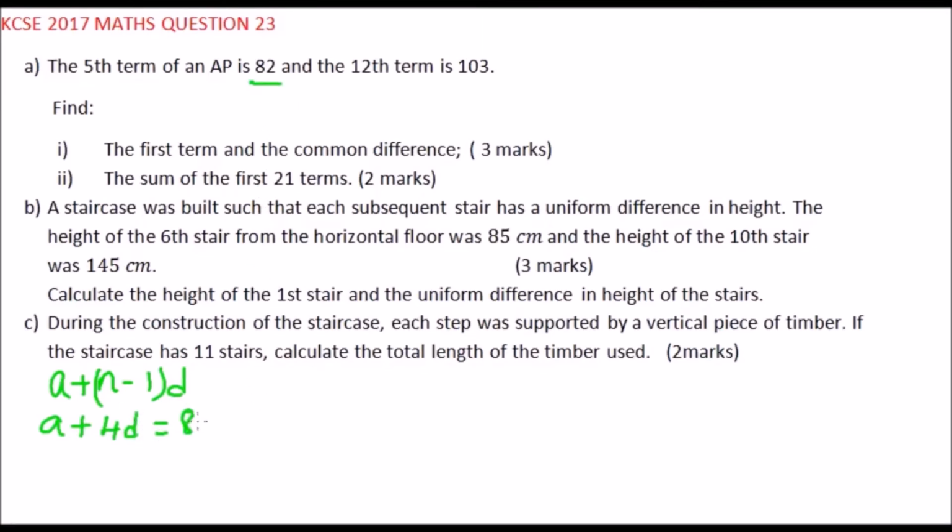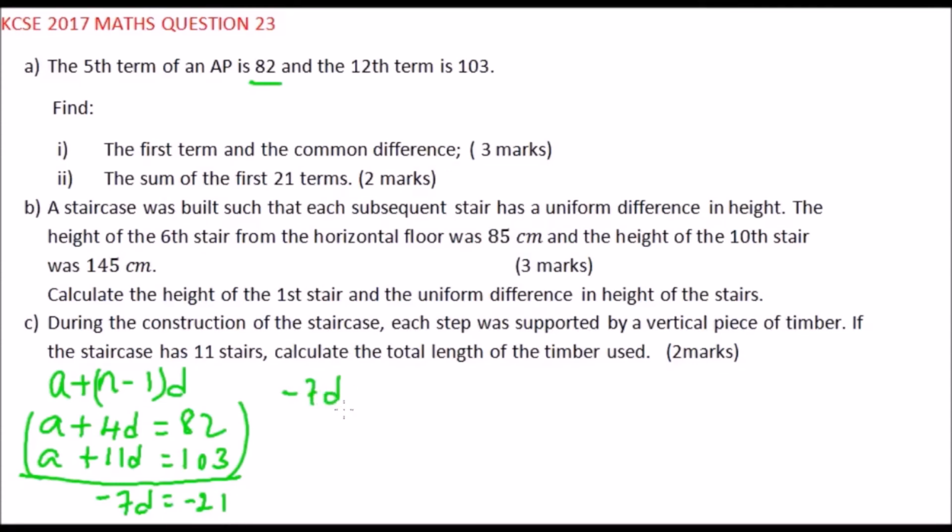Now, the 12th term is A plus 12 minus 1 is 11, D is equal to 103. These are simultaneous equations. We eliminate A. A minus A is 0. 4 minus 11 is minus 7D. 82 minus 103, you get minus 21. Okay, minus 7D is equal to minus 21.